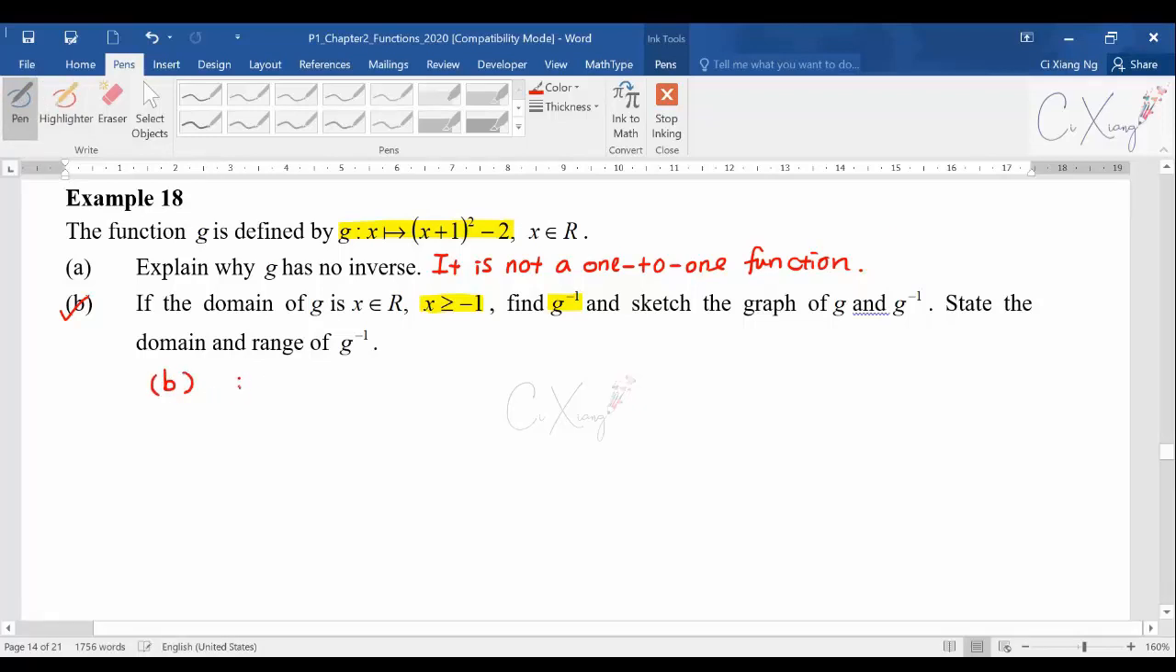To get g inverse, you have a series of steps here. Your final answer for g inverse should be -1 plus square root of (x + 2). And then for the graph part, maybe you can pause the video a while, try to complete the graph first before you check the answer here.